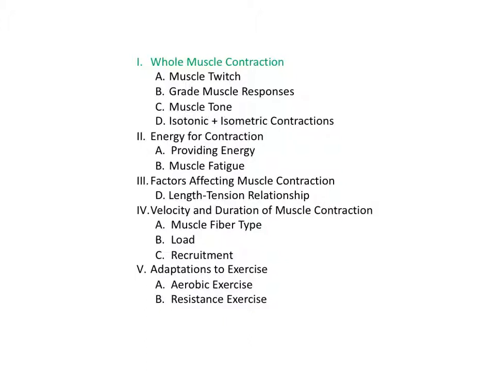So to start out today's lecture, we're going to first talk about whole muscle contraction. And what we mean by whole muscle contraction is what happens when the entire muscle contracts. So this is muscle with all of its fascicles bundled together by the epimysium. This is as opposed to a single muscle contraction, which is what we looked at last time when we were talking about excitation-contraction coupling and all of that process.